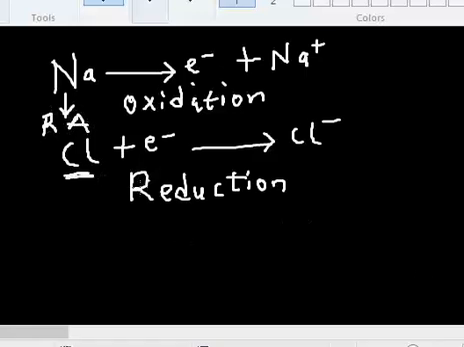Now which one is the oxidizing agent? Yes, chlorine here is the oxidizing agent. The substance that is being reduced becomes the oxidizing agent. Why? Because it is this chlorine that accepted the electron, or took the electron from sodium, that made sodium to be oxidized. So please take note of the difference as we proceed.